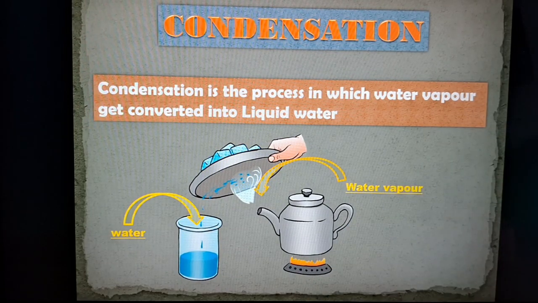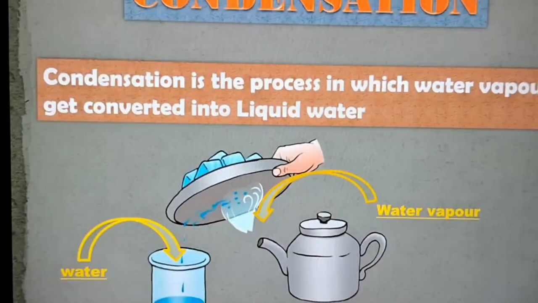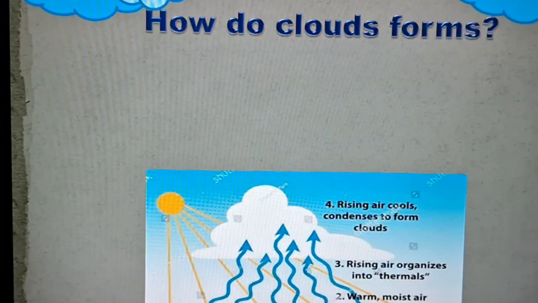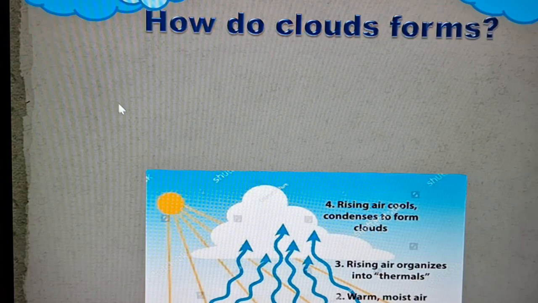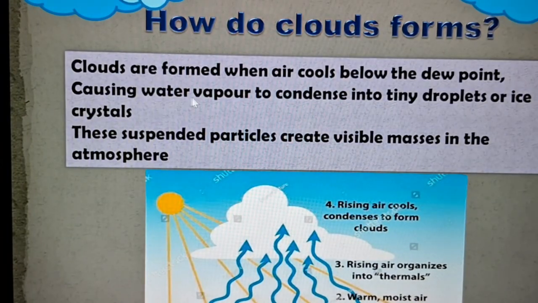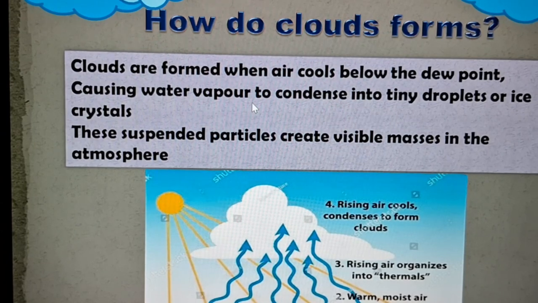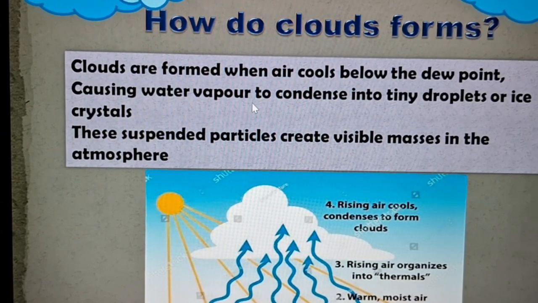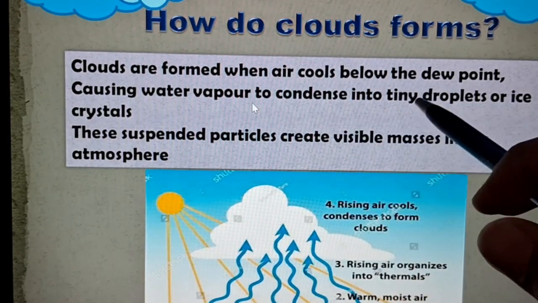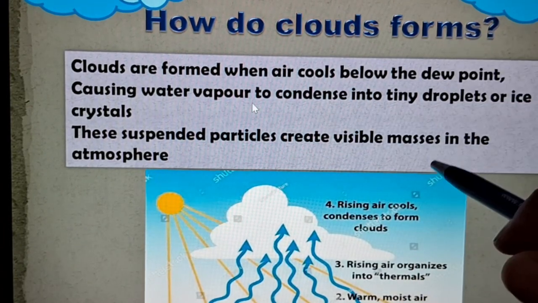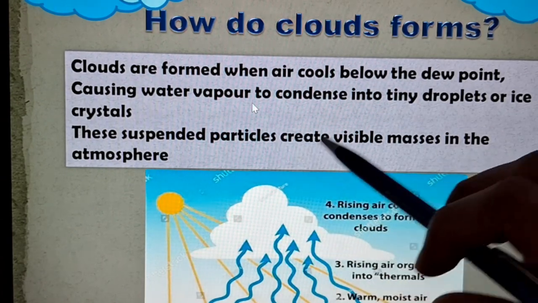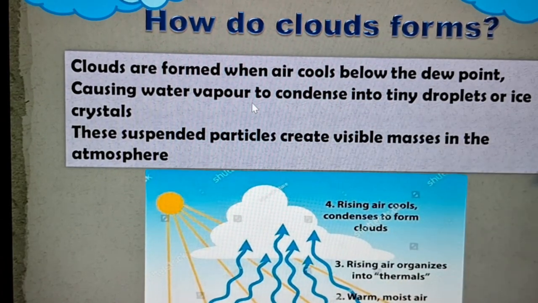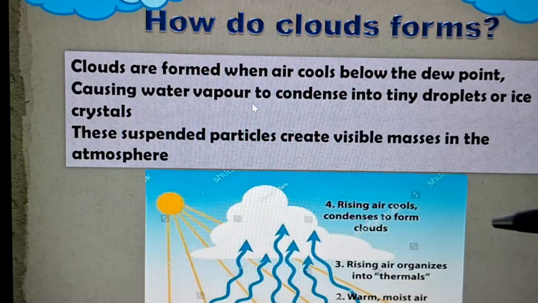Students, where do you see the condensation process in your daily life? For this we can get the answer to our next question, that is, how clouds are formed. Clouds are formed when air cools below the dew point. What is a cloud? It is one of the forms of water vapor. So water vapor, due to cooling of air, gets condensed. So water vapor gets converted into tiny droplets of water. These suspended particles create a visible mass in the atmosphere. So we call them clouds.